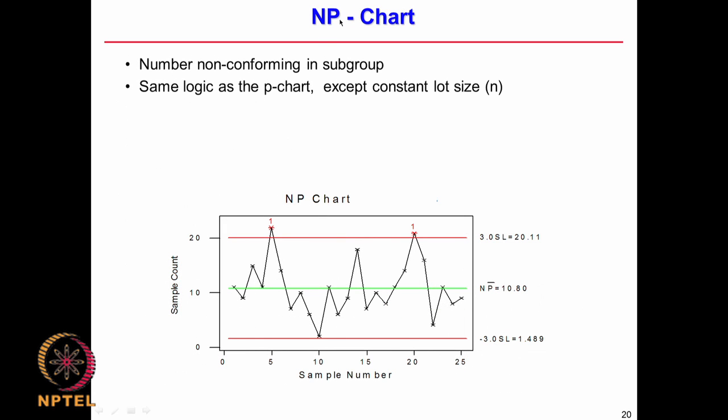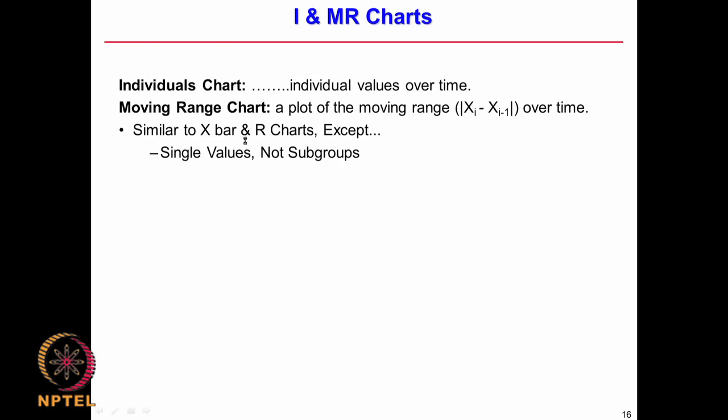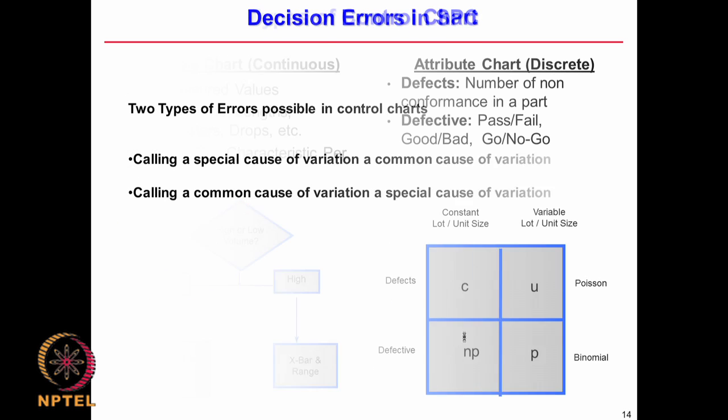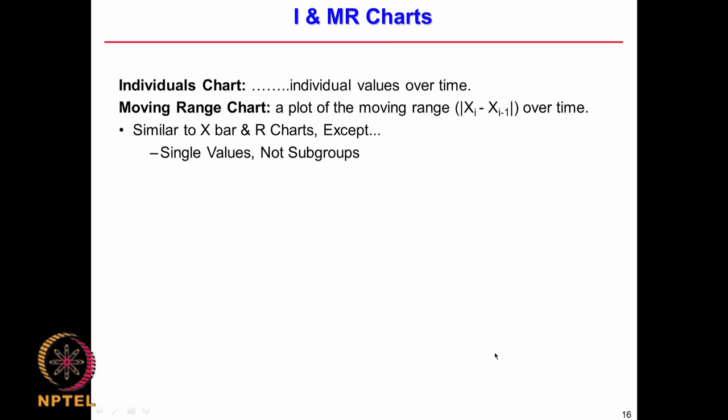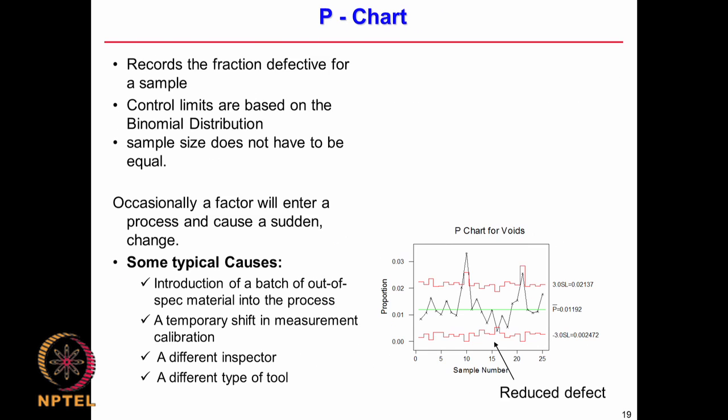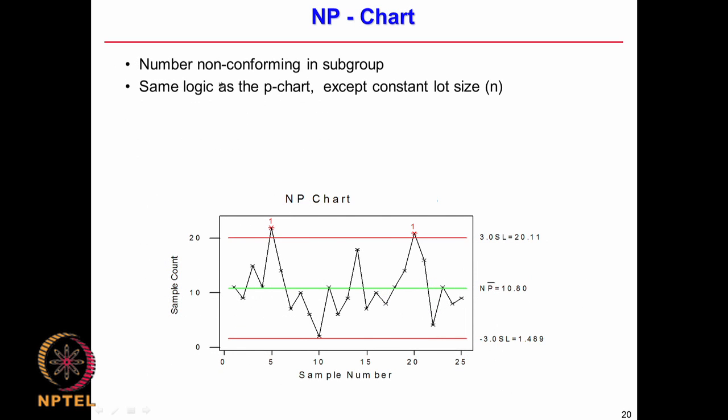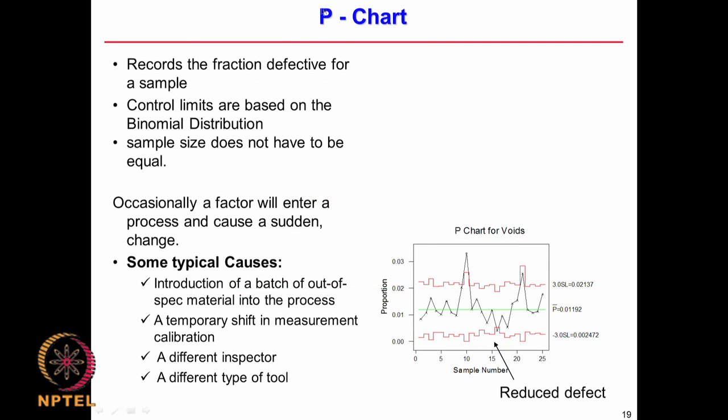Then you have the NP chart. If you remember, the NP chart has a constant lot size, and you are looking at the defectives here. It shows the number non-conforming in a subgroup, same as the P chart, except here the lot size is constant. In the NP chart, probability times n, so obviously it becomes a number of defective items.